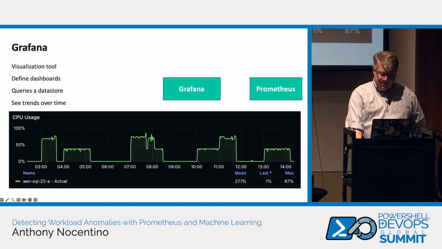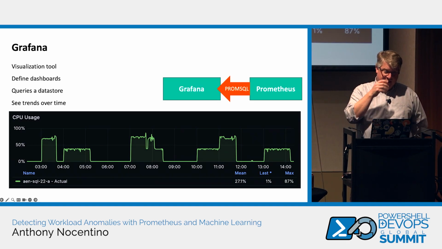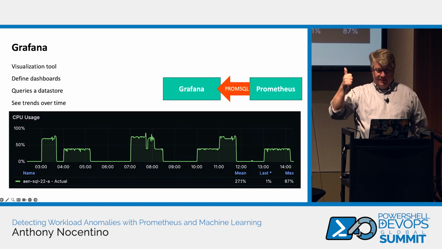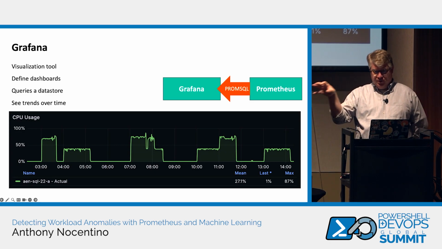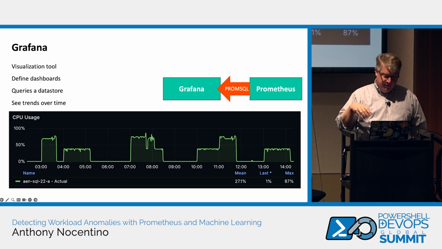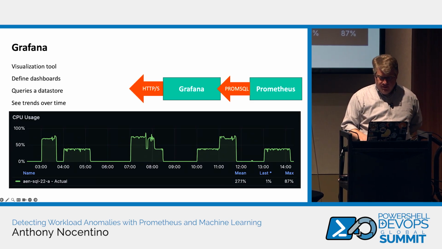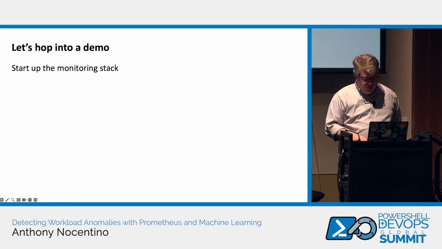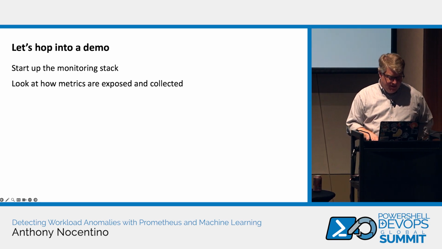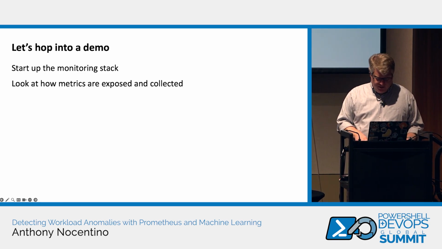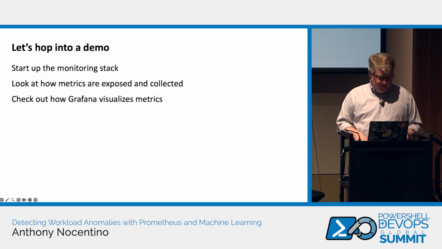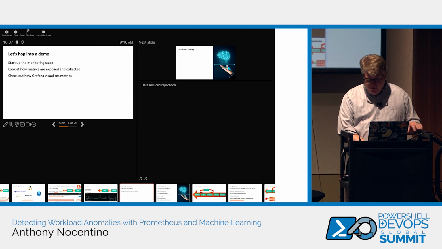So the flow looks like this. We'll define in Grafana a chart like CPU, or write a query, which will go and pull that data out of Prometheus and draw a pretty picture, and then we hit that over a web interface. So let's go ahead and do these things together. We're going to start at the monitoring stack, see how metrics are collected and exposed, access a couple of those, and then look at it in Grafana.